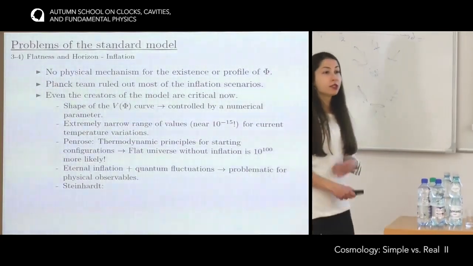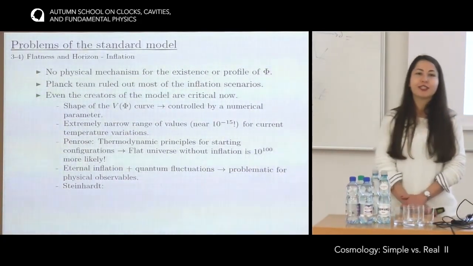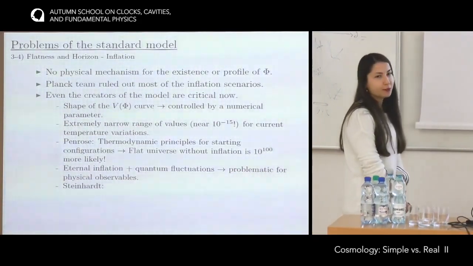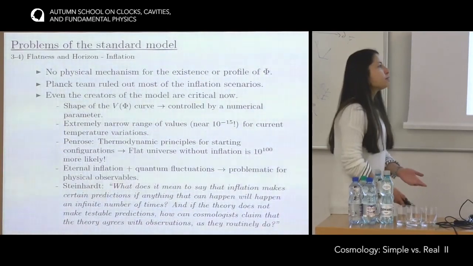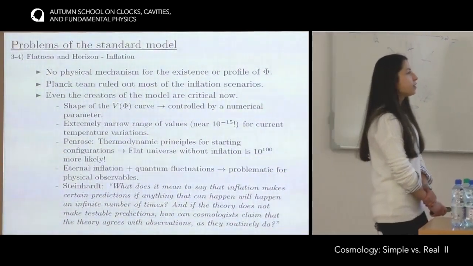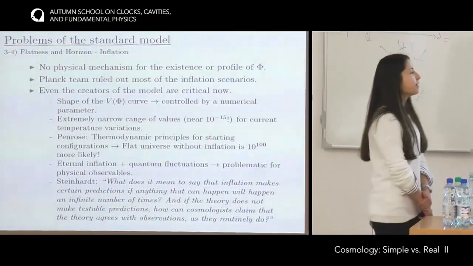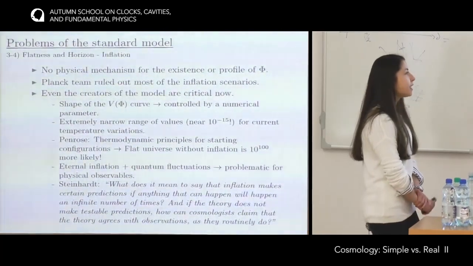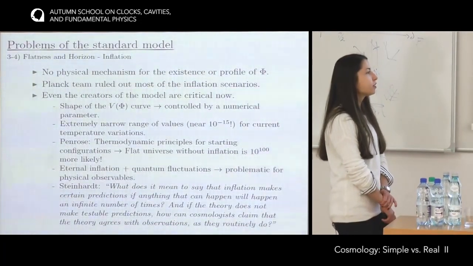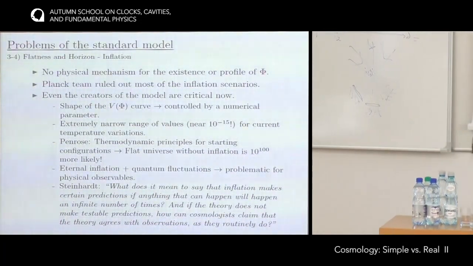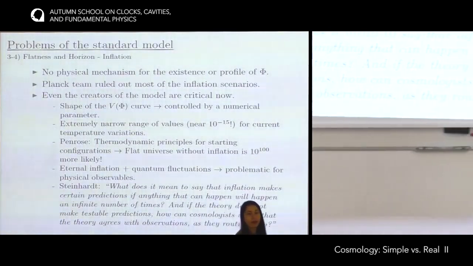So Steinhardt, who is one of the founders of inflation, is now writing articles against inflation. This is one of the quotes that I'm going to show you here from one of his latest articles. He says, what does it mean to say that inflation makes certain predictions if anything that can happen will happen an infinite number of times? That doesn't make sense. And if the theory doesn't make testable predictions, how can cosmologists claim that the theory agrees with observations as they routinely do? So people in the community started having doubts, and that includes even the creators of inflation.